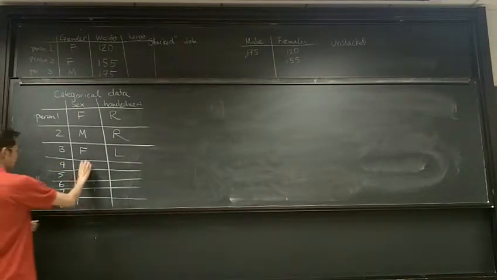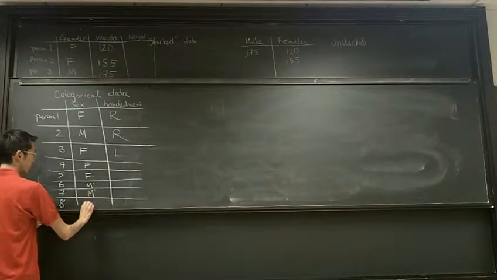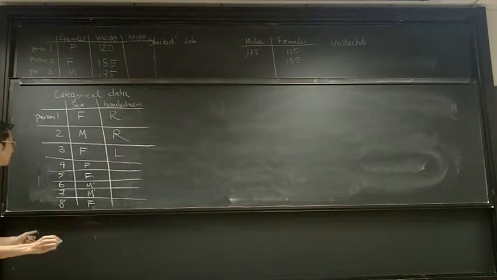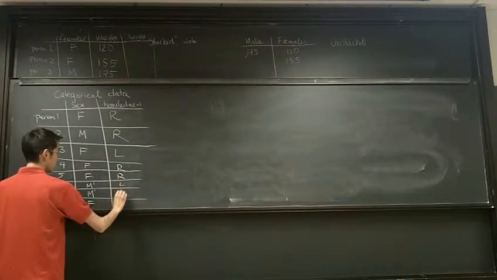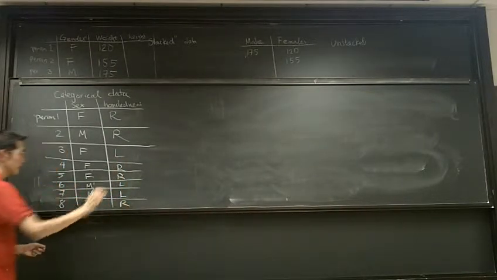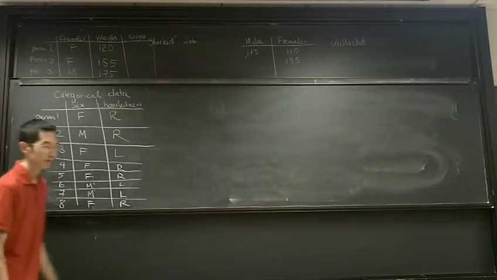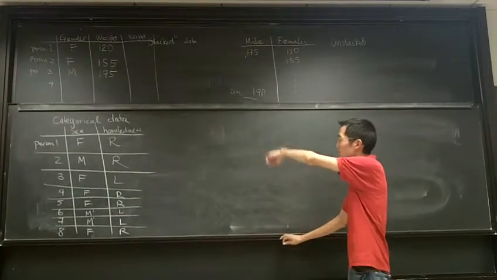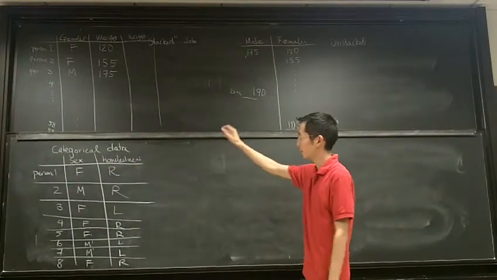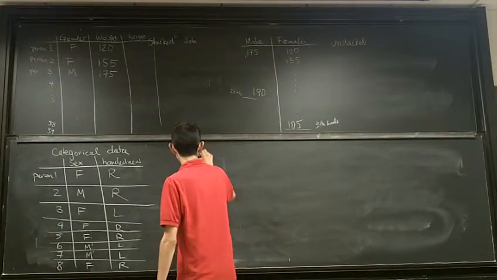Alright, so what do we have? Okay, we'll have female, female, male, male, female, and we'll go right, right, left, left, right. Okay, I just made up things there. It doesn't matter. 8 people. All right, so I've got 8 people, and so I'm going to make a summary table.